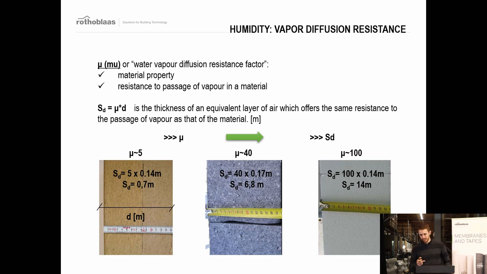Another very important thing about material is the SD. The SD is an indicator of the resistance that a certain material is offering to the passage of the vapor. We're going to see the SD again when we talk about membranes, because it's very important to study the SD when you're choosing the right membrane. The SD is measured in meters because it's the thickness of an equivalent layer of air, which offers the same resistance to the passage of vapor as that of the material. So that's why it's in meters.